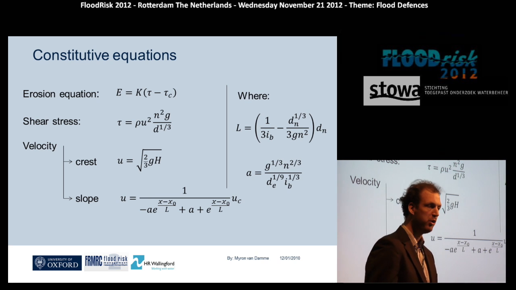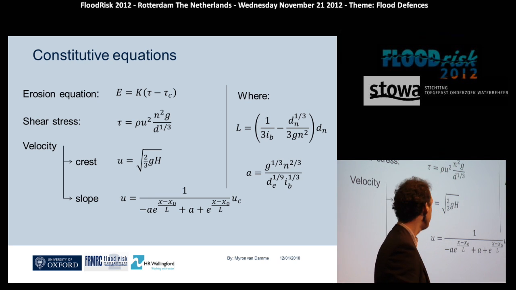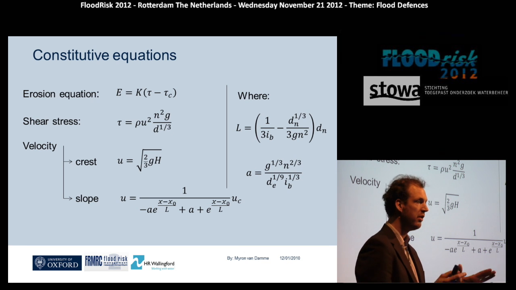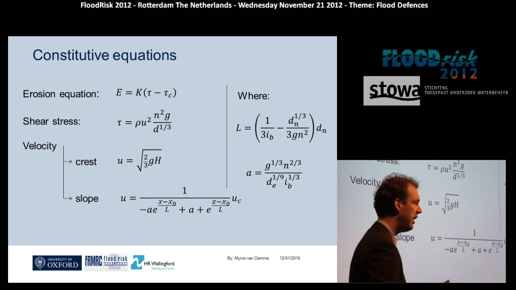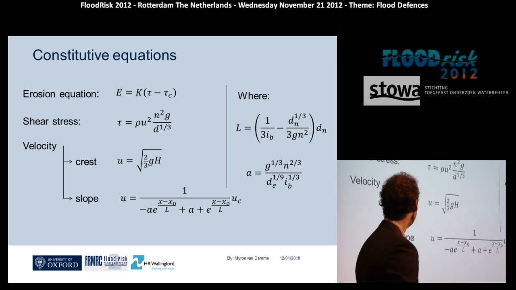So if you put all this together, and you tweak it around a little bit, you can find a few equations. We start off with the erosion equation. We use the erosion equation to calculate the erosion rate. The erosion equation says you have an erodibility times shear stress. The shear stress is, again, a function of the velocity squared times some other parameters. I won't go into much detail right now.